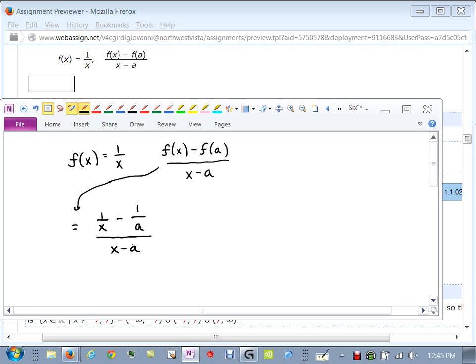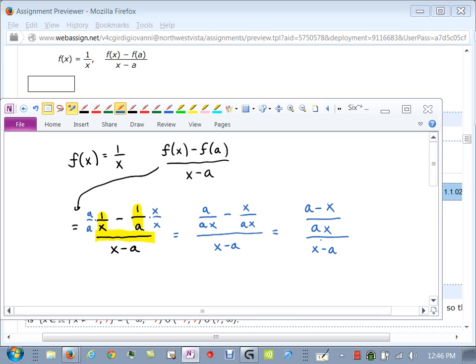Now what I'll do, since I see that I have a fraction and a fraction over something, so it's a complex fraction, I get a common denominator on the top. So that means I'll multiply the top and bottom here by a, and I'll multiply the top and bottom here by x. When I do that, I get a over ax minus x over, let's write it as ax, all over x minus a. Now I can combine the numerators together because I have the same denominator.